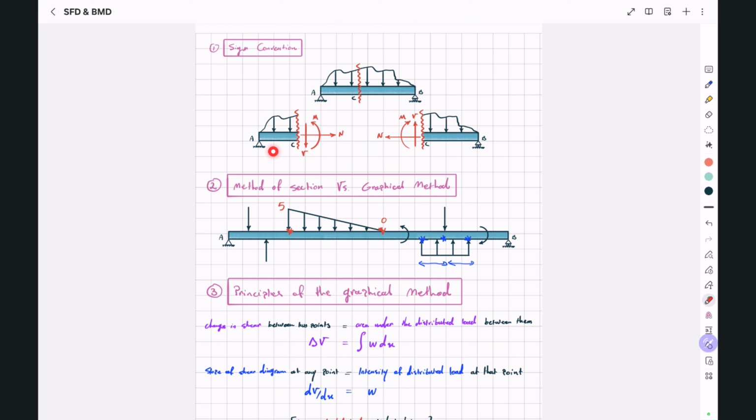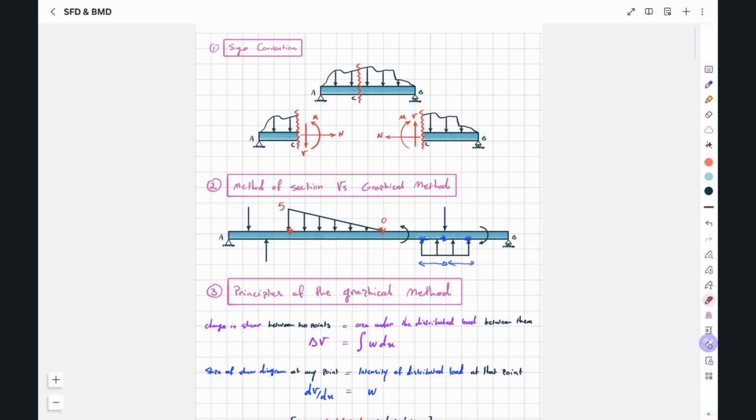So based on this sign convention, if we have an upward concentrated load at any point, we're going to have an upward jump in the shear diagram. And if we have downward concentrated loads, the jump in our shear diagram will be downward. And again, based on this sign convention, a clockwise concentrated moment will cause an upward jump in our moment diagram, and a counterclockwise concentrated moment will cause a downward jump in our bending moment diagram.